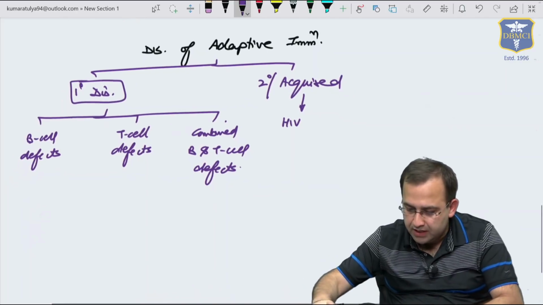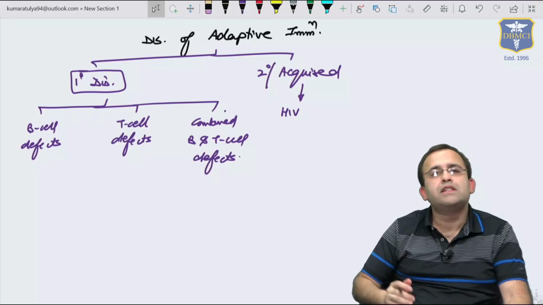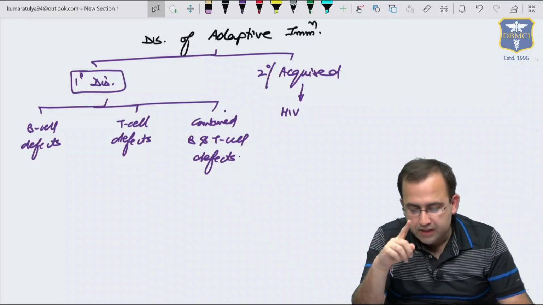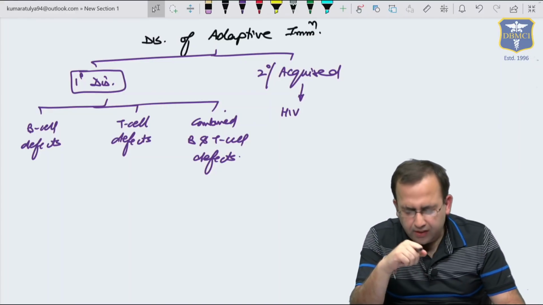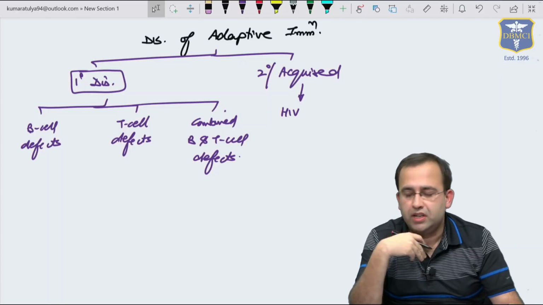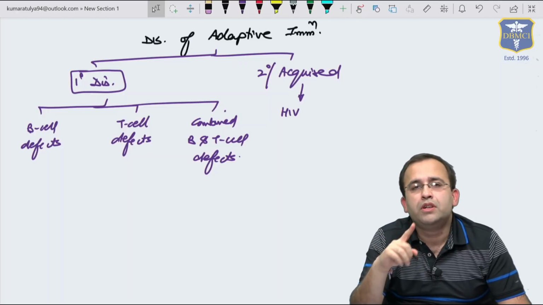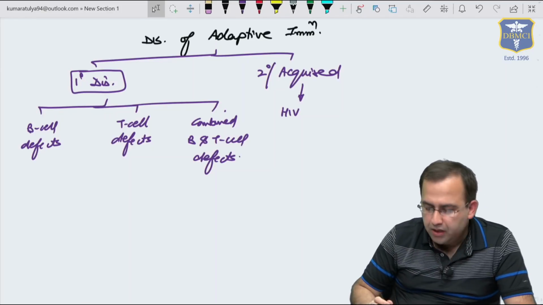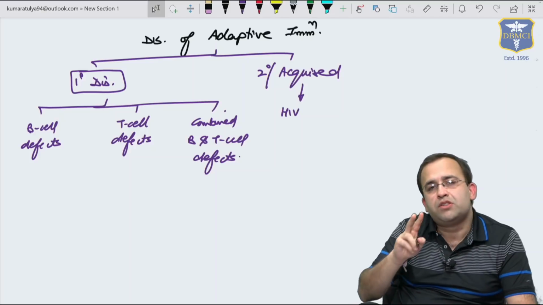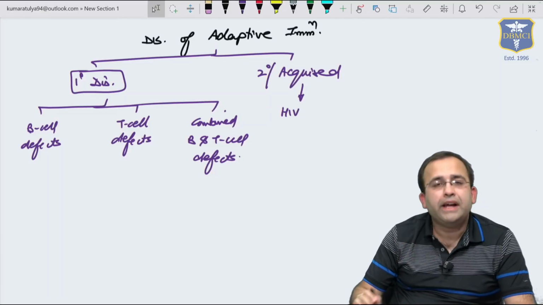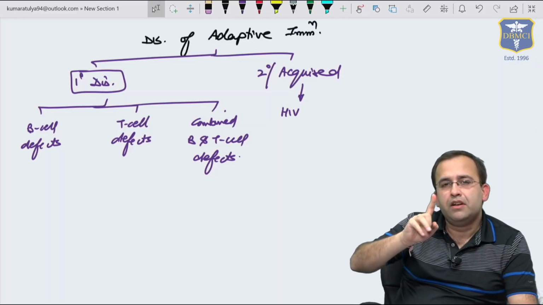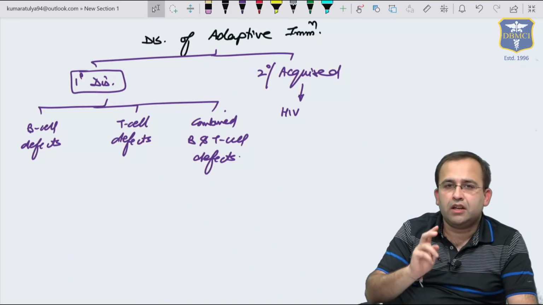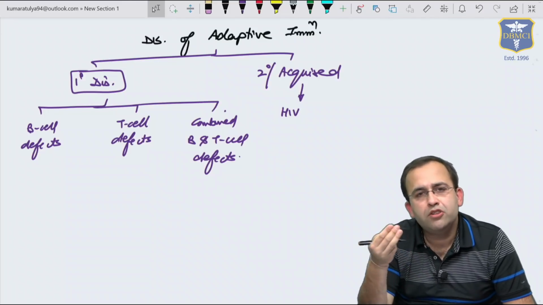In the previous 3 grand tests in Bhatia's, we have discussed this flow chart repeatedly with all the diseases. B cell defects were Bruton's X-linked agammaglobulinemia and hyper IgM syndrome. T cell defects was DiGeorge syndrome. Combined B and T cell defects were SCID, severe combined immunodeficiency, ATM, ataxia telangiectasia, and WAS, Wiskott-Aldrich syndrome.